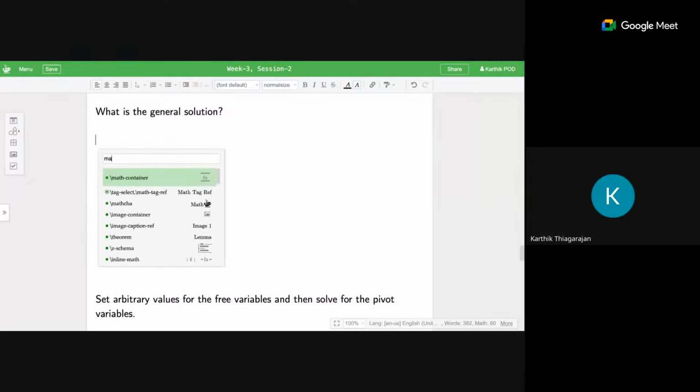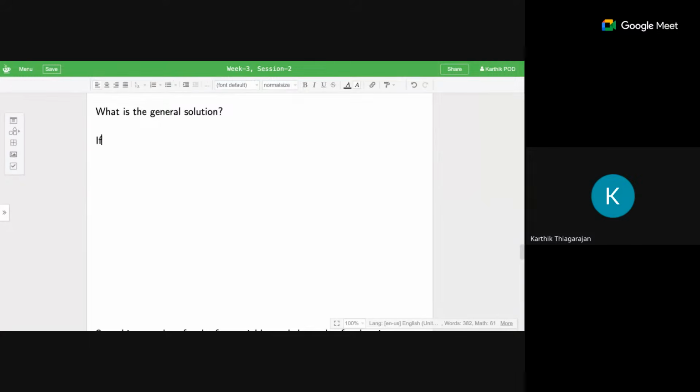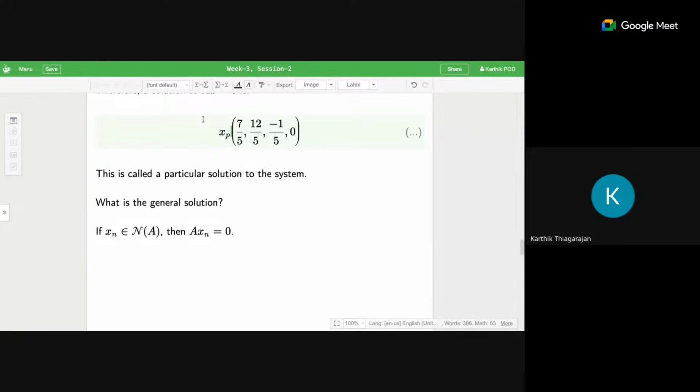Now this is an algorithm, but what is the general solution going to look like? So you have to notice the following. If xn is some element in the null space of A, then what is A xn? A times xn is equal to 0. Now I'm going to call this xp. So xp is called a particular solution to the system, and you have to note that A times xp equals b. That obeys the system.